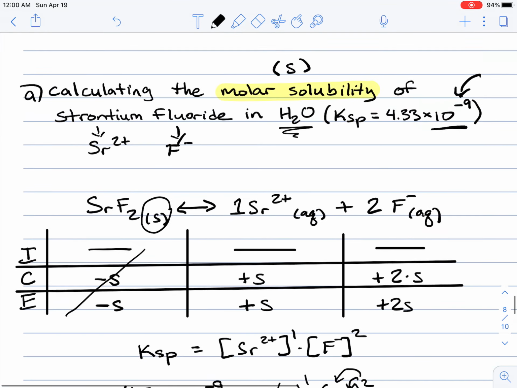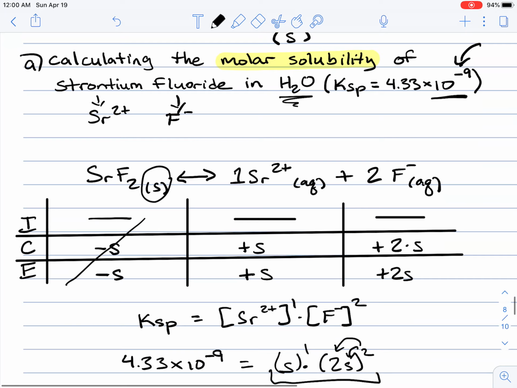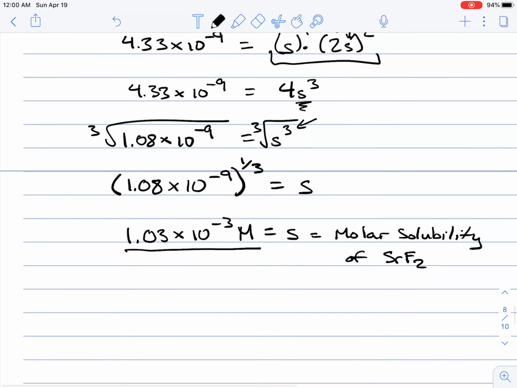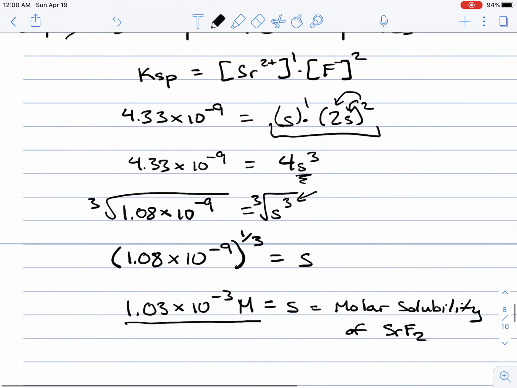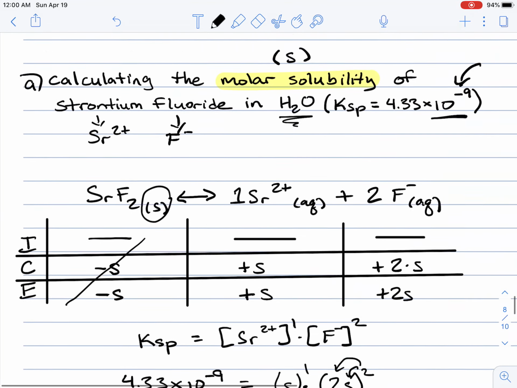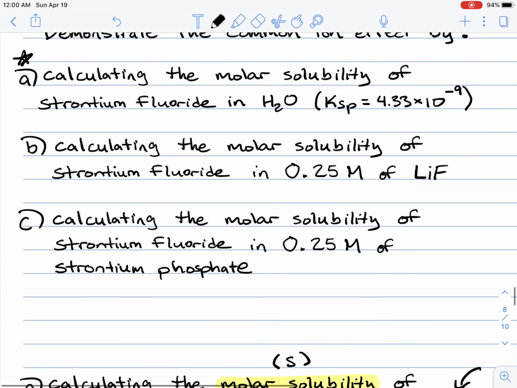And so it turns out that if this is just in water, the molar solubility is going to be 1.03 times 10 to the negative 3 molar. Great. And so that number actually doesn't really mean anything to us. It only means something more once we start comparing it to something else.